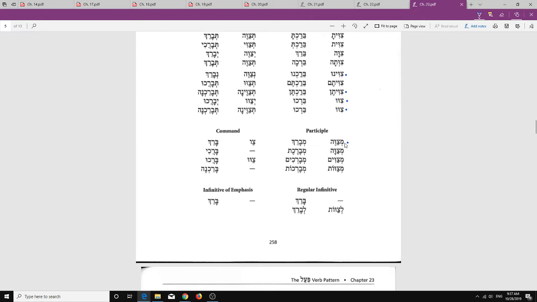Here we have the participles: metsave, metsavah, metsavim, metsavot. Okay, notice the mem prefix. Then mevarek, mevereket, mevarkim, mevarkot. And as commands, it looks like we only have masculine ones. So we have tsav, tsavu. For barak, we have barek, baraki, baraku, barekna.